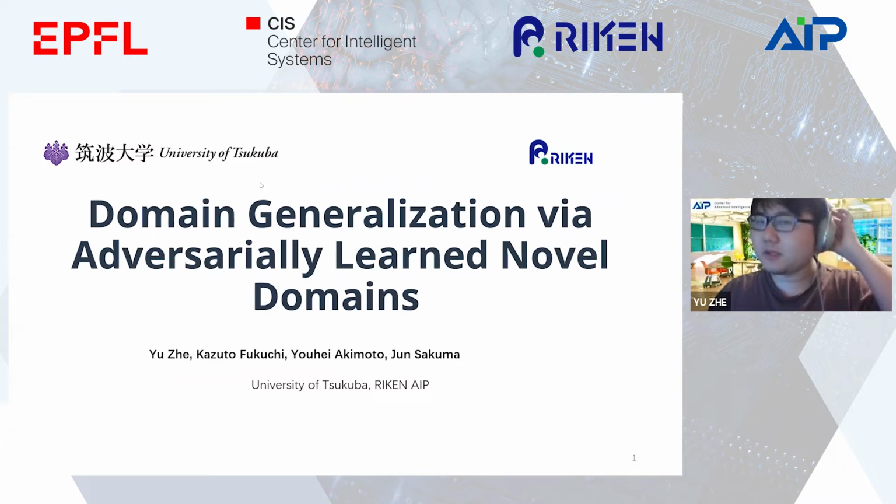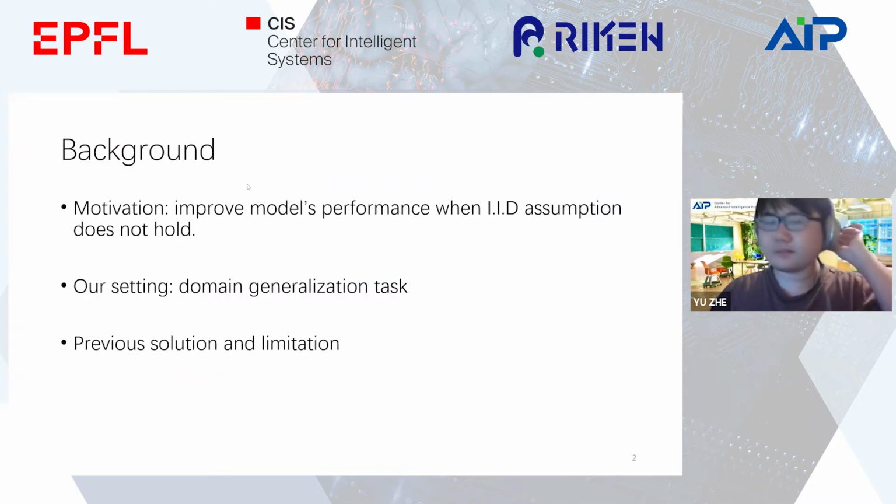I'm Yuzi. Today, I will introduce our work, domain generalization with adversarially learned domains. The success of machine learning algorithms largely depends on assuming that the training data and test data are independent and identically distributed. We call this the IID assumption. However, in reality, the IID assumption may not hold.